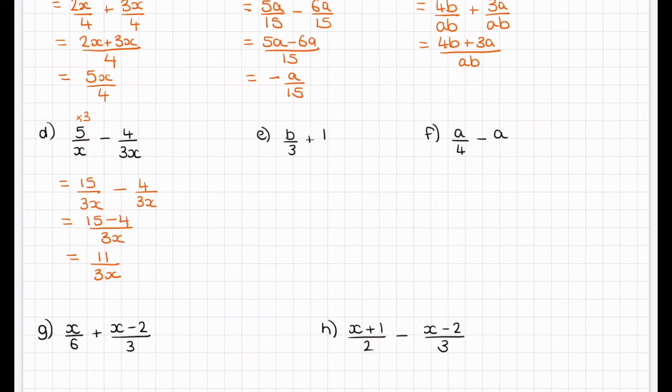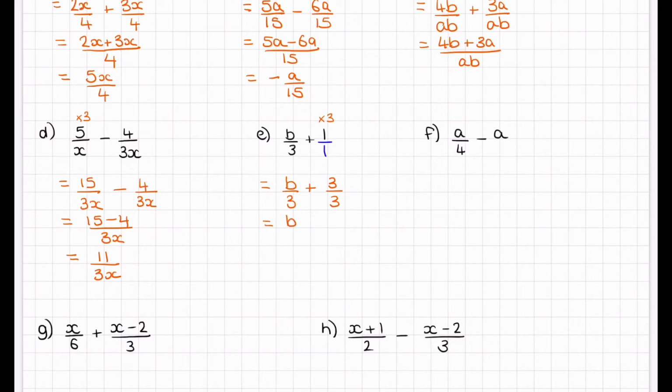And this is the same idea from then on. So now with E, you'll see we've got b over 3 plus 1. So remember 1 is the same as 1 over 1. So our common denominator is going to have to be 3. And we need to then times the second fraction by 3. So we'll have b over 3, that stays the same. But now we're going to have 3 over 3. So remember, you've got to multiply the numerator and the denominator.